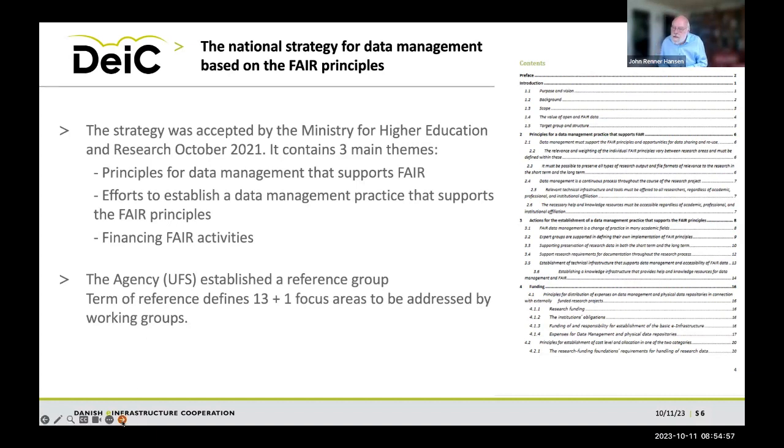So the Agency for Higher Education and Research has established what we call a reference group, who's actually somehow taking care of how do we do this in all the universities. There's a term of reference defining, at that time, 13 plus 1 focus areas that has been extended to 17, as you will see in a later presentation. But it's important that the reference group here is a reference group and not a steering committee. And you should somehow see the difference.